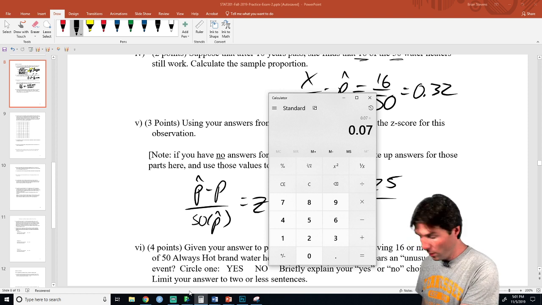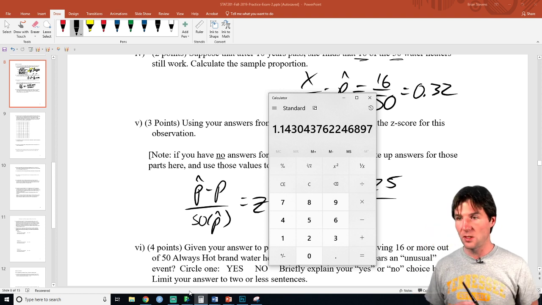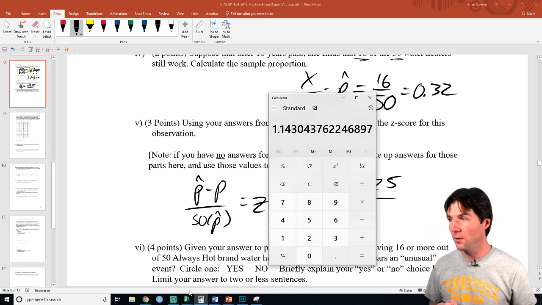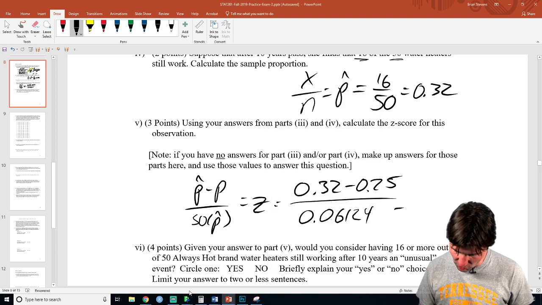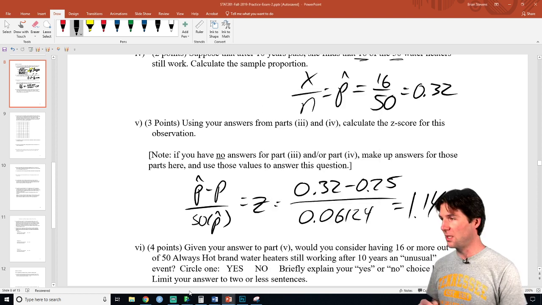Observation minus mean over standard deviation. And what do we get? We get a z-score of 1.143. I think we can do the true-false next. 1.14. Please tell me if I make any errors.